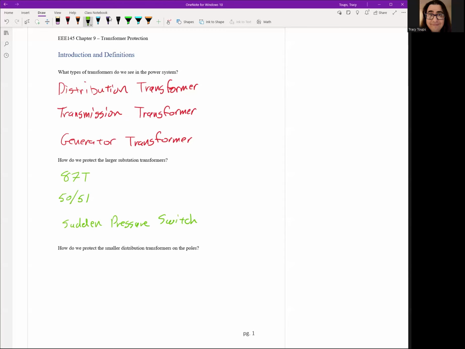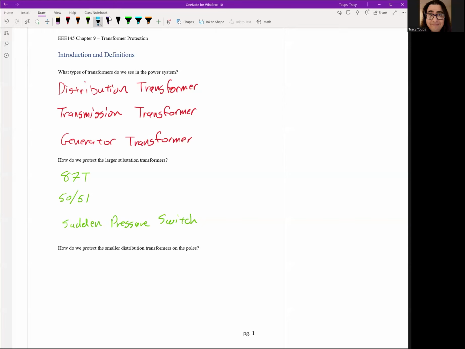And then not only will you start a fire, you have oil everywhere. It's going to pretty much blow up in a giant ball of fire, and then oil is going to seep over and catch fire. It's bad. So sudden pressure switches are pretty much mandatory for any substation level transformer. That'll be another part that will automatically shut off the system in case something goes wrong.